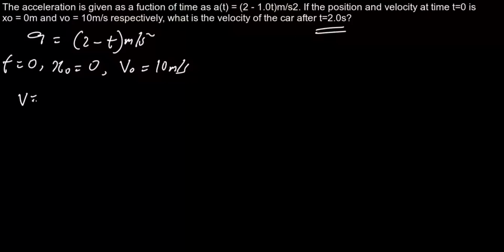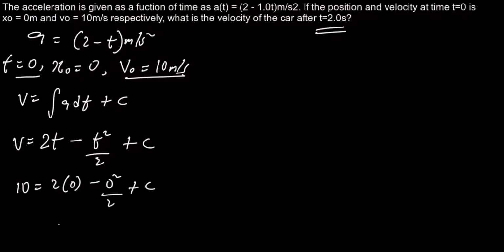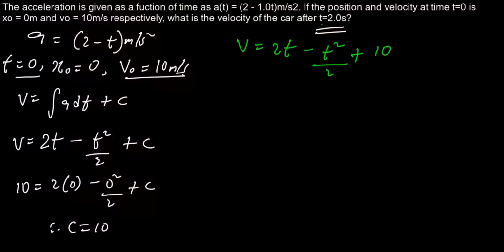No problem. Remember, velocity is what? Integral of acceleration dt plus c. So integrate this. If you integrate a constant, I'll be having 2t minus, integrate this will give me t squared over 2, then plus c. Now, they told us that at t equals 0, v equal 10. So I have 10 equal, at t equals 0 this is also 0. So therefore, c equal to what? 10. So the expression for my velocity now is v equal 2t minus t squared over 2 plus 10.